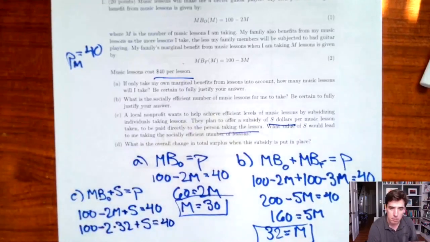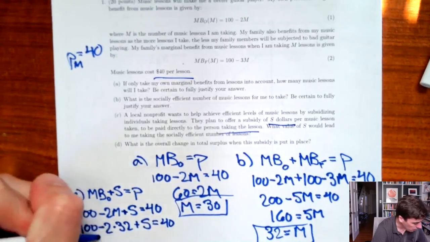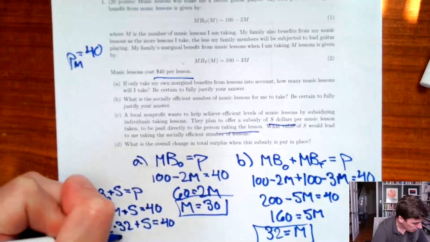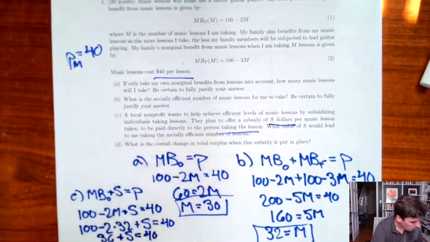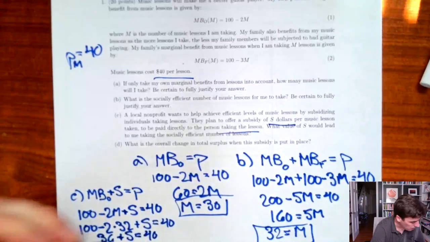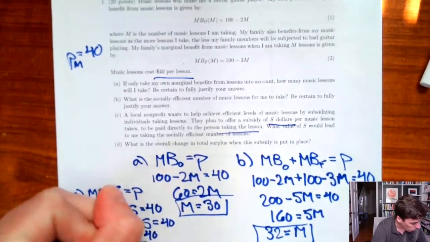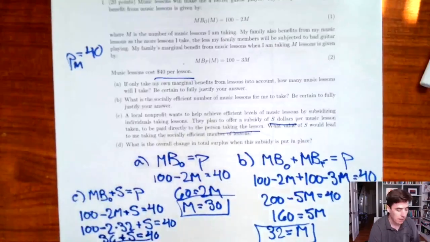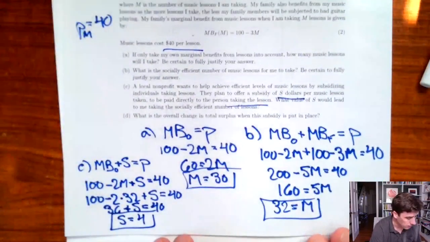And that is going to be now what can help me find this subsidy. So that's 100 minus 64. So that's going to be 36 plus S is equal to 40. So subtract my 36 from both sides, and I'm left with just S is going to be equal to 4. So there's my answer to part C there.